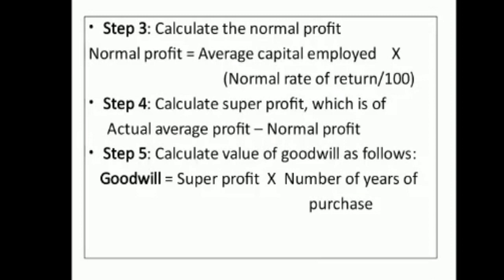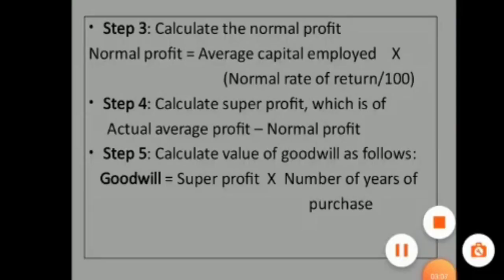Next, we are going to calculate the super profit. The super profit is calculated as the actual average profit, which is the total profit divided by the number of years, subtracted by the normal profit we calculated with the normal rate of return. Next, the goodwill will be calculated as the super profit multiplied by the number of years of purchase.